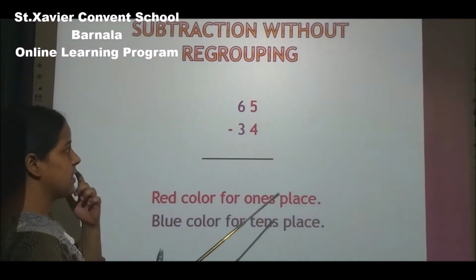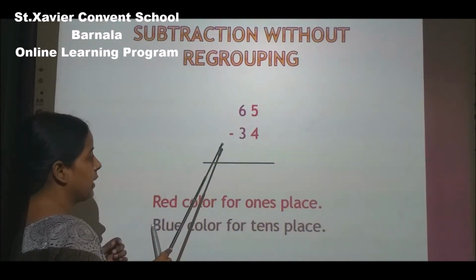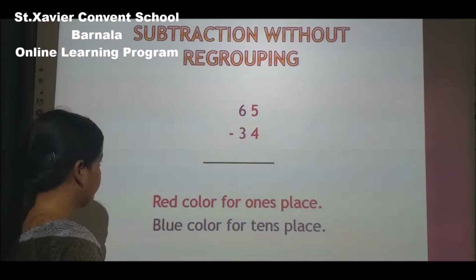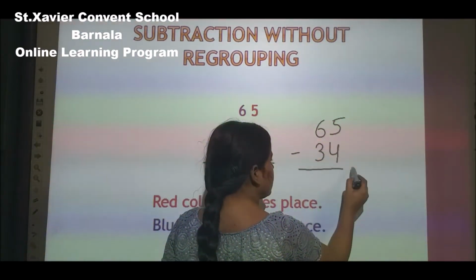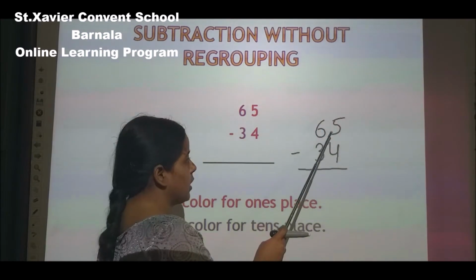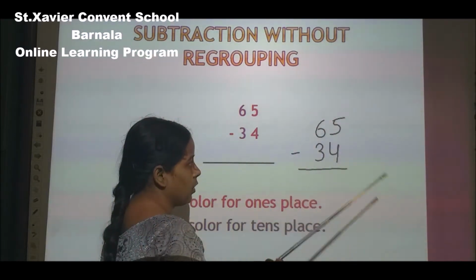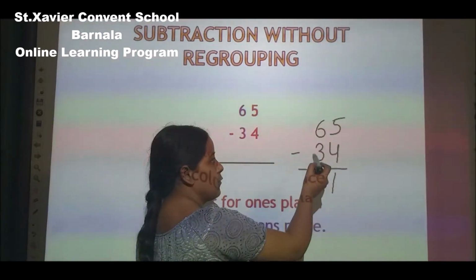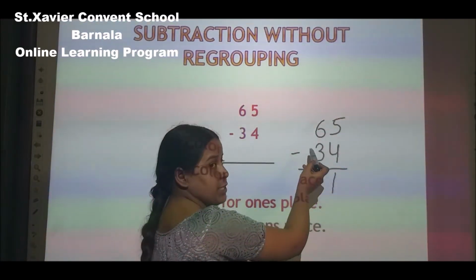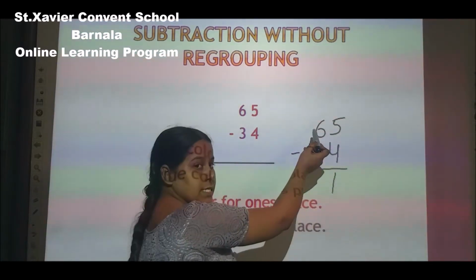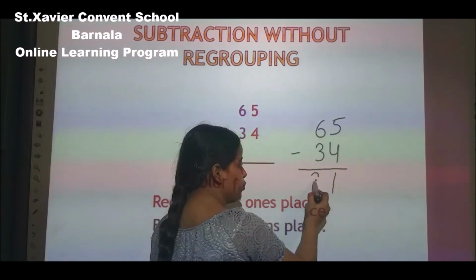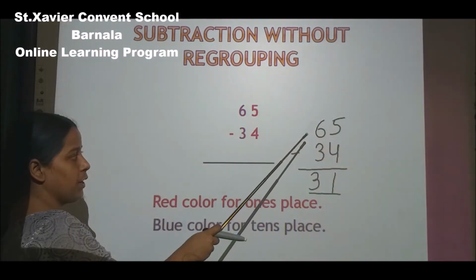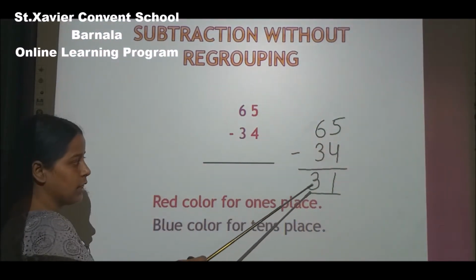Next example is 65 minus 34. 34 subtracted from 65. First we subtract the digits at the ones place. 5 and 4. 5 minus 4 is equal to 1. After that we subtract the digits at the tens place, 6 and 3. 6 minus 3 is equal to 3. Answer is 31. 65 minus 34 is equal to 31.